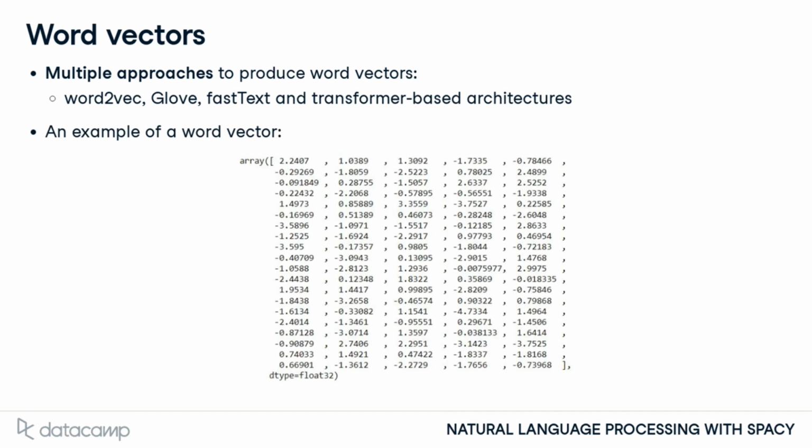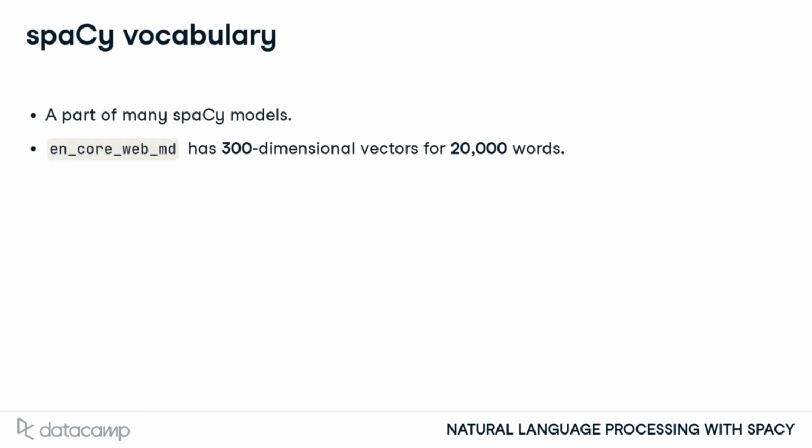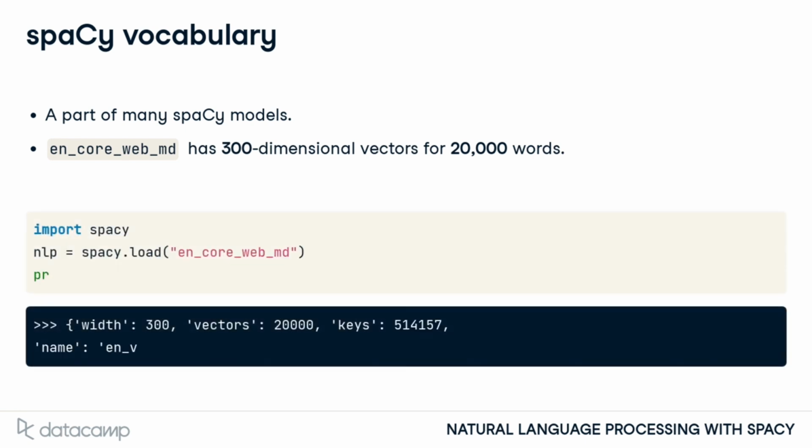spaCy uses some of these methodologies to enable access to word vectors. Word vectors are a part of many spaCy models. However, a few of the models do not have word vectors. For instance, the en_core_web_sm model, the small spaCy model, does not have any word vectors, while the medium-sized model en_core_web_md has 20,000 word vectors. We can learn about the size of the vocabulary and word vector dimensions by checking the value of nlp.meta for the keyword vectors.